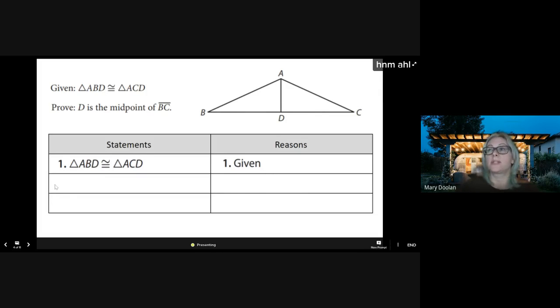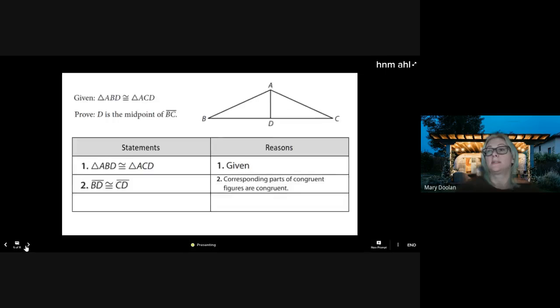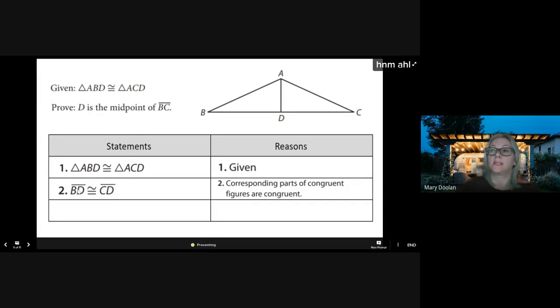The second thing we're going to say is that segment or side BD is congruent to side CD. And the reason we can make this statement is because corresponding parts of congruent figures are congruent. This is the topic of these notes, CPCFC.